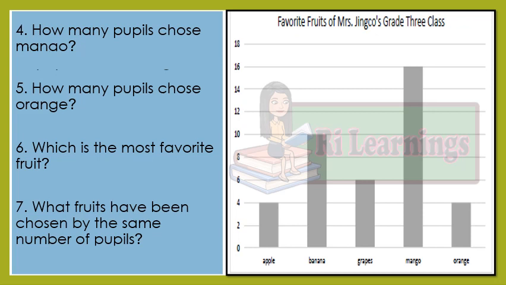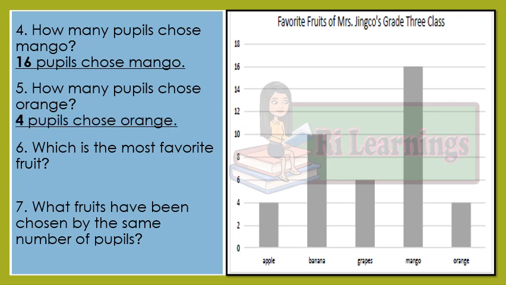4. How many pupils chose mango? 16 pupils chose mango. 5. How many pupils chose orange? 4 pupils chose orange. 6. Which is the most favorite fruit? Mango. 7. What fruits have been chosen by the same number of pupils? Apple and orange.